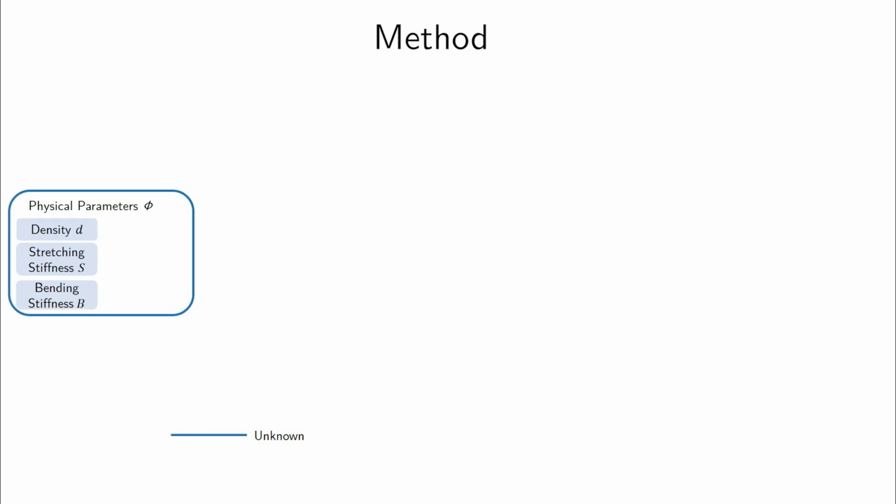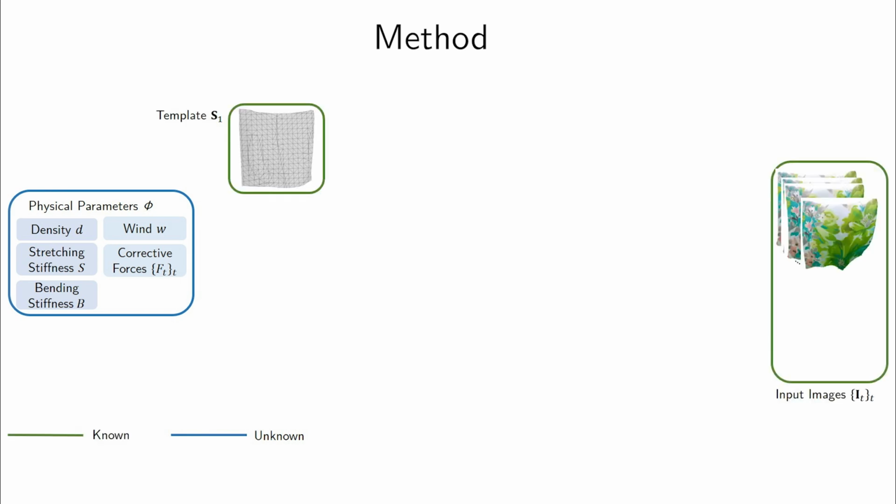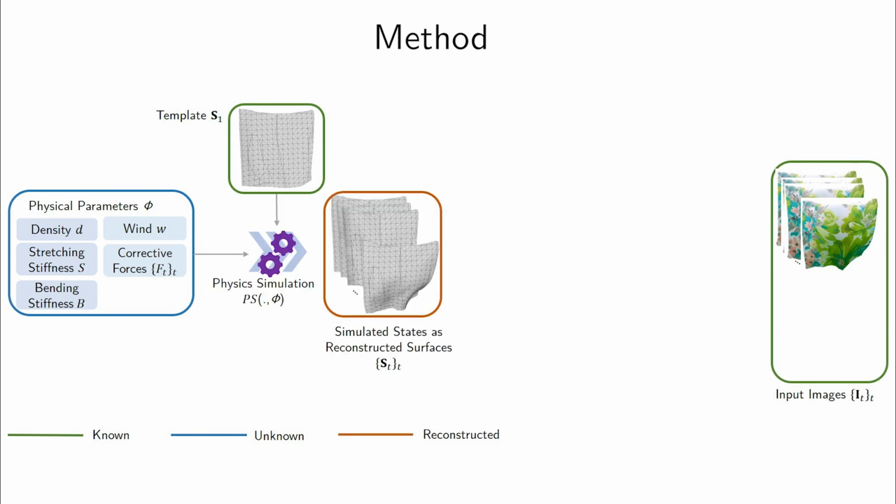Our method models deformations as a response of the elastic surface to the external and internal forces acting on it. The internal forces are influenced by the elastic properties of the material, namely material density, stretching stiffness, and bending stiffness. We also model external forces, such as wind and corrective forces. Our framework assumes that a 3D template at the rest state is given along with the input image sequence. The physics simulator generates deformed future states of the template, which we treat as reconstructed surfaces.